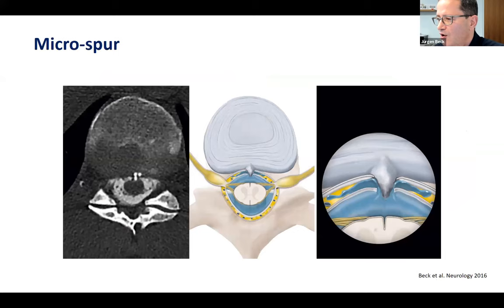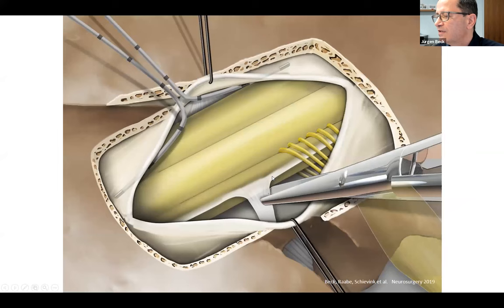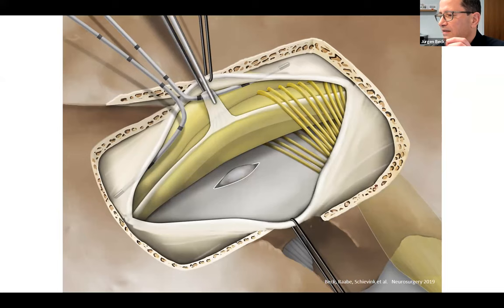For surgical treatment, let's start with the type 1 fistulas, the microspurs. We need to get to the ventral side of the dura, and we started doing this with an open approach under neuromonitoring. The key step was always cutting the dentate ligament and rotating the spinal cord very carefully, and then you have access to the ventral side, remove the spur, and suture the ventral dura.